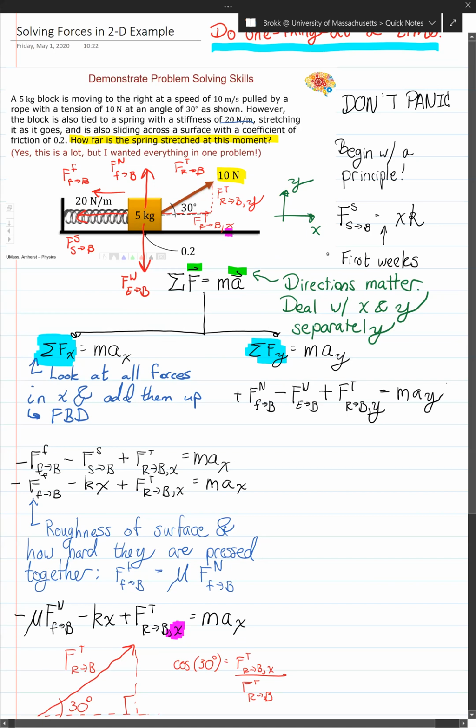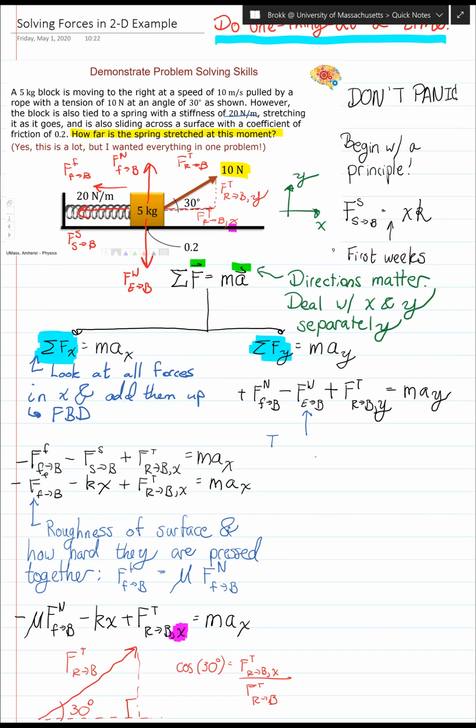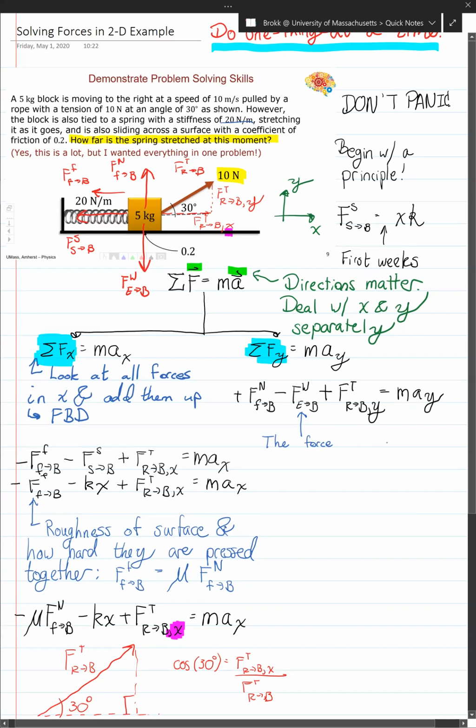Continuing, doing one thing at a time, maybe start putting some formulas in. For weight, we know that weight is the mass of the object interacting with the planet's gravitational field.